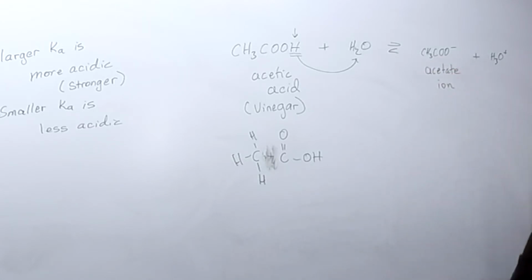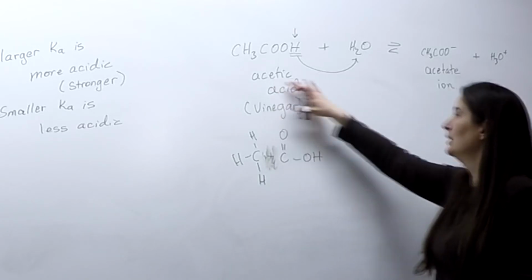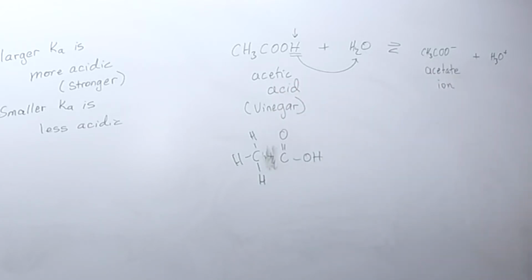Of course, being organic, it has a large organic name, the acetate ion. So you take the acetic and it's now acetate. Take the ic off, ic acid, and put ate at the end. That makes the ion. Okay, so a little bit about that.